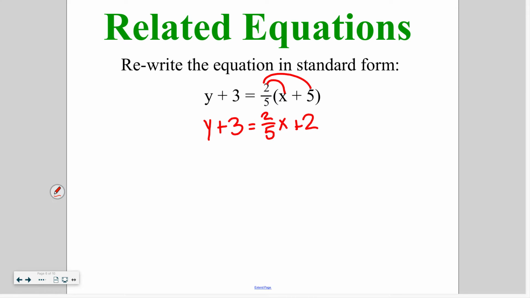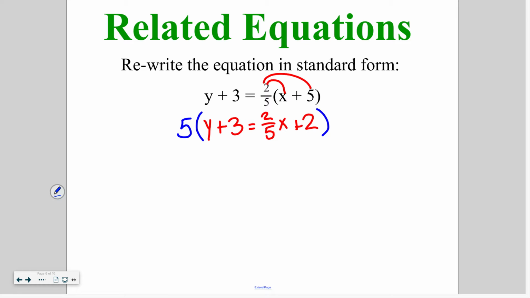One of the things we don't want in standard form, and that a lot of people don't like to work with, are fractions. So what I like to do next is get rid of that fraction. In order to get rid of a fraction, we can multiply by the denominator. What this means is if we're doing it to the fraction, we have to do it to the entire equation.